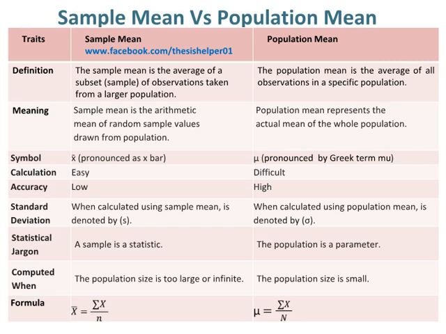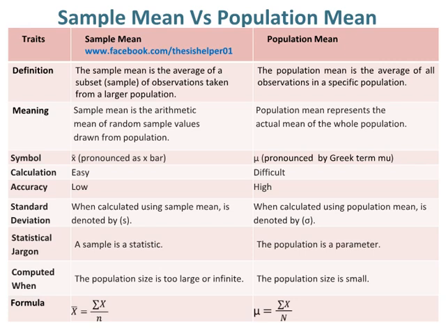Sample mean is the arithmetic mean of random sample values drawn from the population. Whereas, population mean represents the actual mean of the whole population. The symbol of sample mean is pronounced as X bar, whereas, the symbol of population mean is pronounced by the Greek term mu.